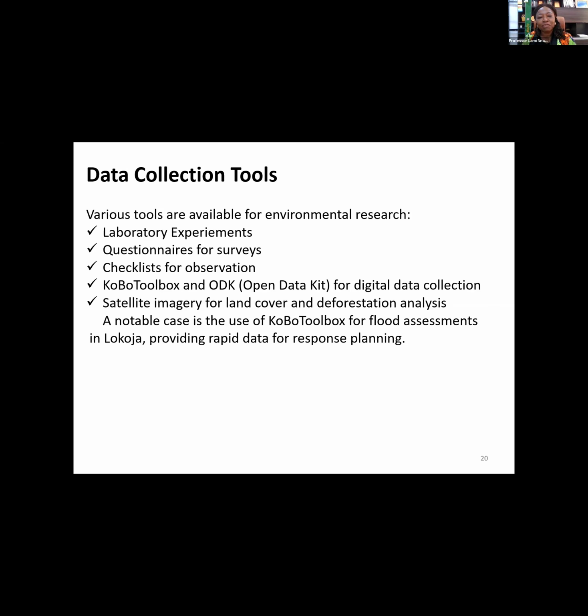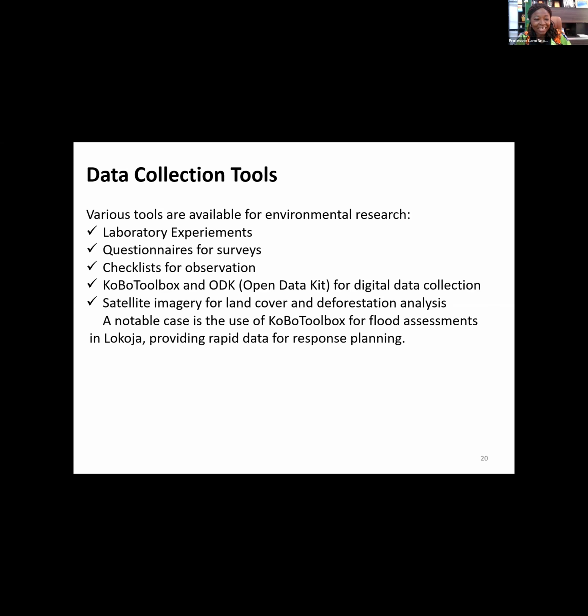So various tools are available for environmental research. Questionnaires, checklists. I don't like questionnaires because that is lazy man's research. We call that armchair research. People can do armchair questionnaires. They just sit in their homes. They have developed the questionnaire, tested it, okay? And then they just sit in their rooms and fill it themselves, which is unethical. If that's what you're planning to do, you better know that we will find you out.